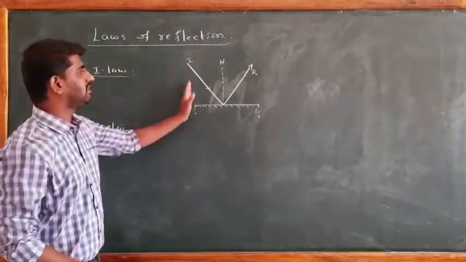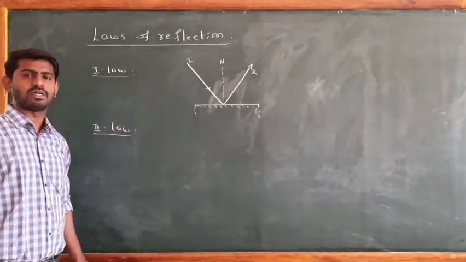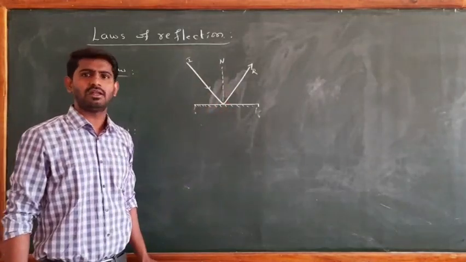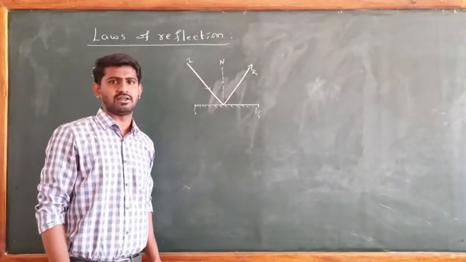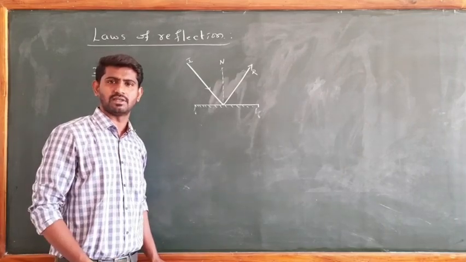Okay, so all these three are in the same plane. This is our first law. So what's the first law? The incident ray, reflected ray, and the normal drawn at the point of incidence all lie in the same plane. So this is the first rule, very simple.